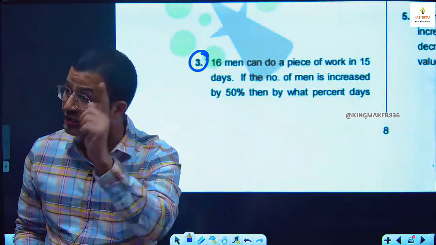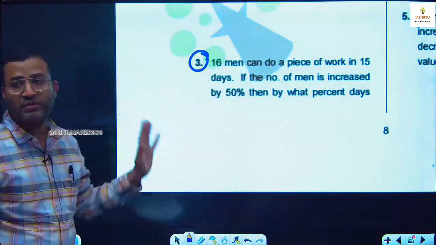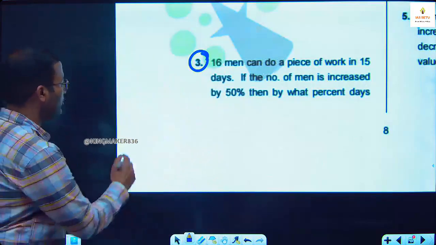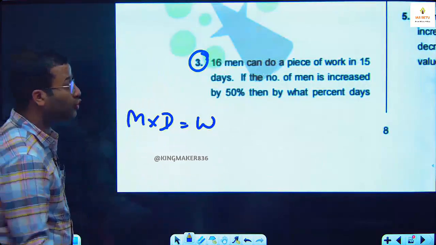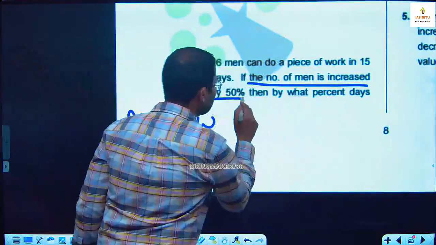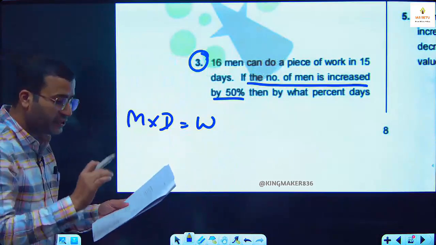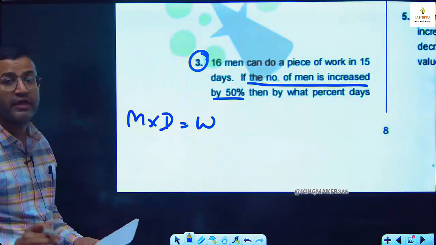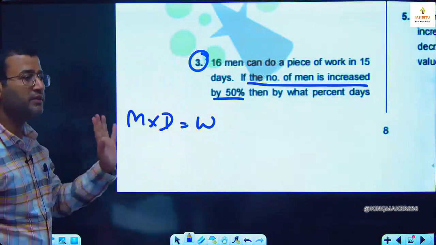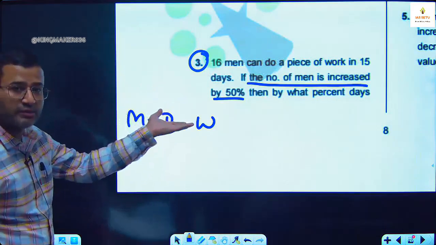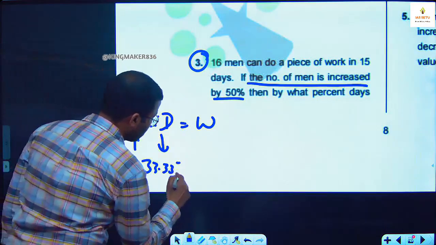इस क्वेश्चन को अगर टाइम एंड वर्क से सोल्व करोगे ज्यादा टाइम लगेगा. 16 men can do a piece of work in 15 days, fine, and we know man into days is equal to work done. Question is, if the number of men is increased by 50%, by what percentage days should be reduced to get the same work done? 50% increase compensated by 33.33% decrease. अगर number of men 50% से बढ़ेंगे तो days 33.33% से घटेंगे.